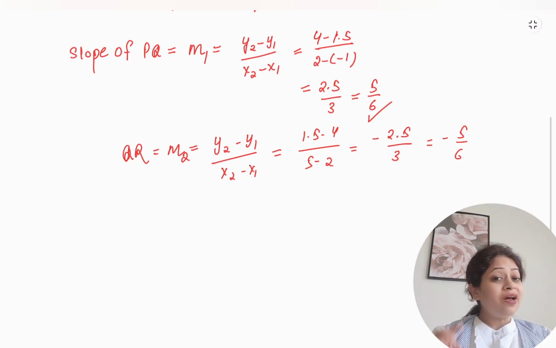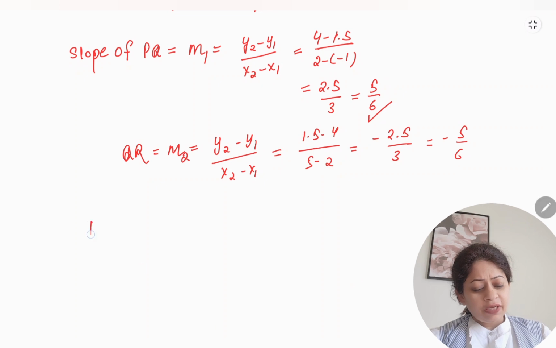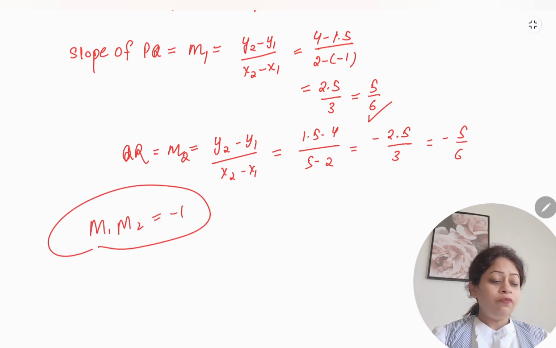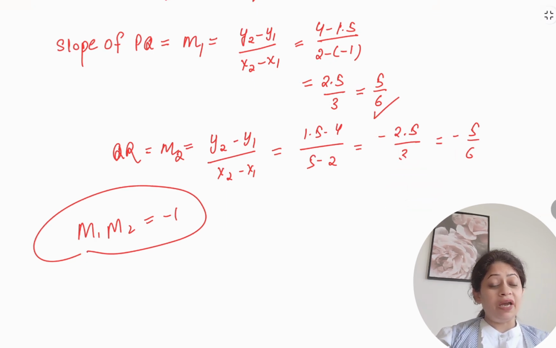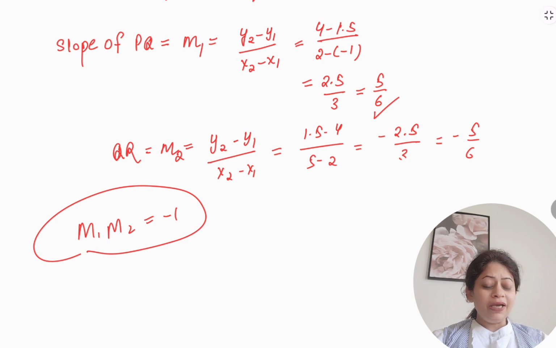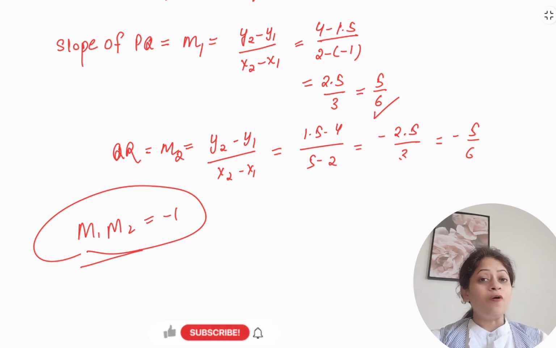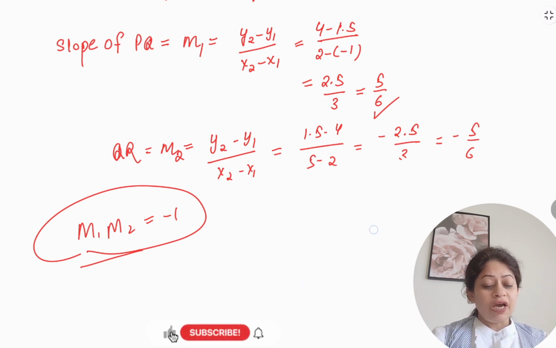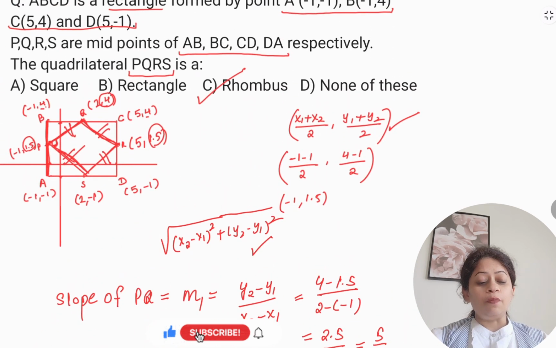Now you know when two lines are perpendicular: if m1 times m2 is equal to minus 1. If we had got minus 6 by 5 here, then these lines would have been perpendicular. But since we do not get m1 times m2 equal to minus 1, the product of slopes is not minus 1, so these lines are not perpendicular. That means it is a rhombus.